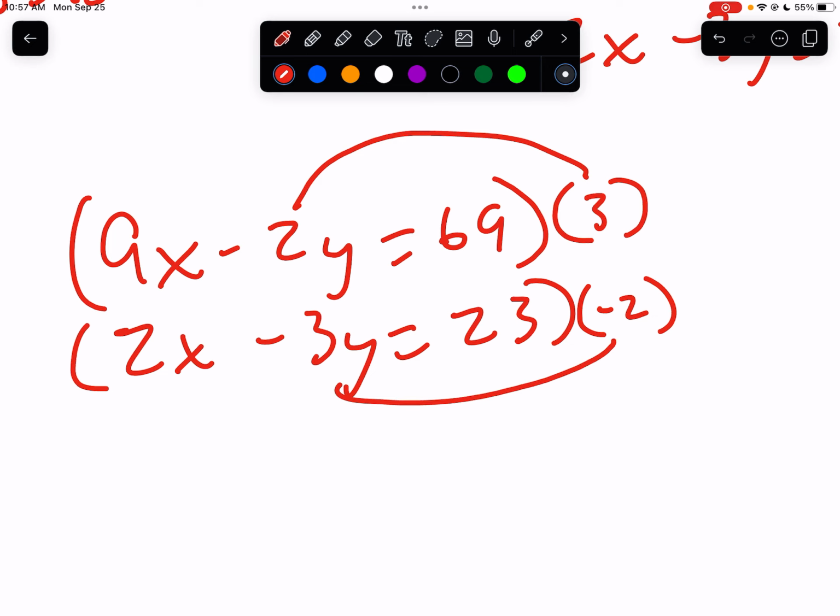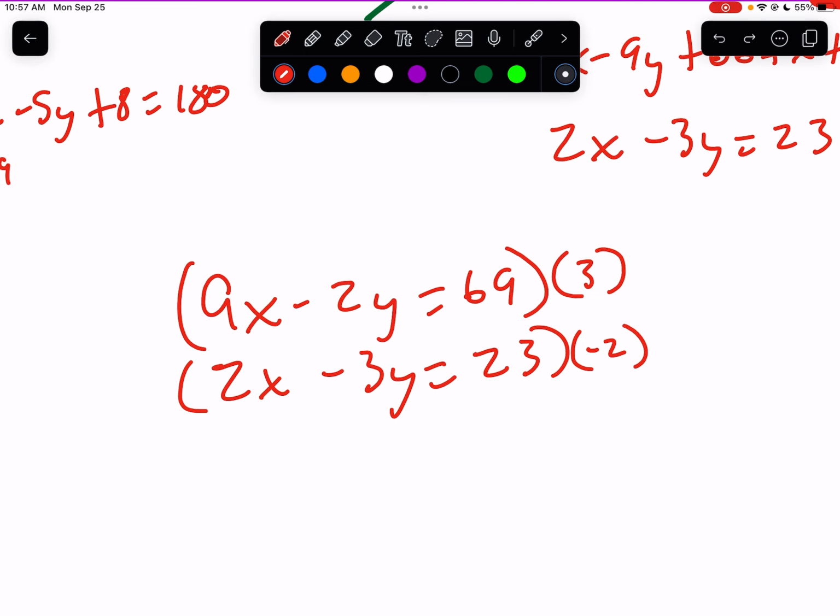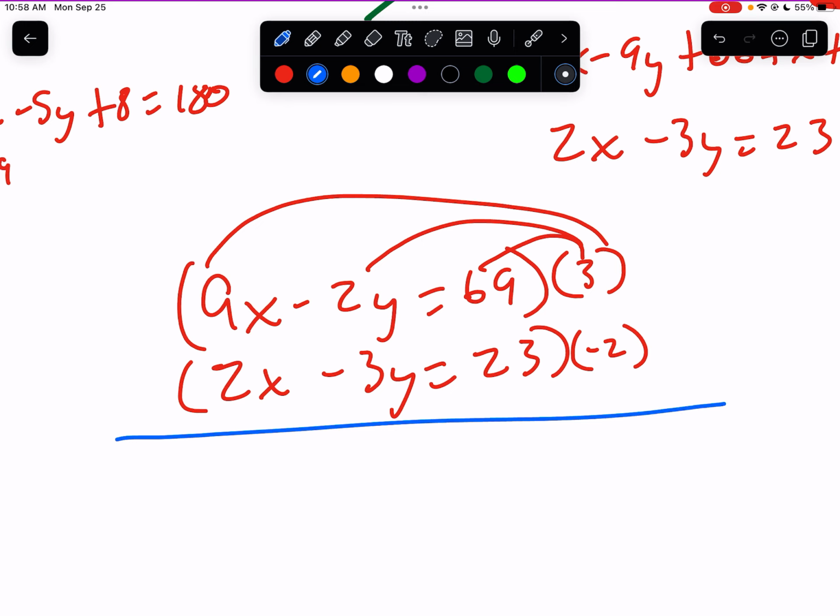The top one's going to be negative 6y. The bottom one's going to be positive 6y. You're trying to make one of the coefficients the same number but opposites. 6 and negative 6 gets that done. But if I multiply one thing, I have to multiply all things. So at the top, we're doing 9 times 3, 2 times 3, 69 times 3. And when you do that, you're going to get 27x. You're going to get minus 6y. And make sure you get this right, it's going to be 207. 3 times 69.